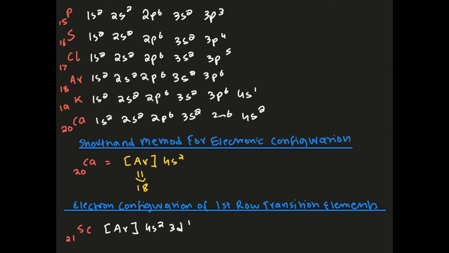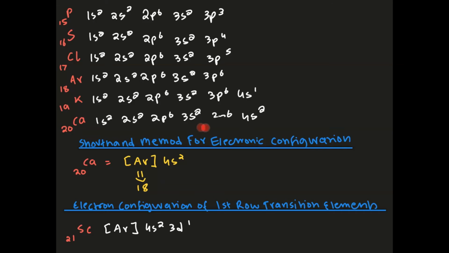You're not going to have 3d next, like we discussed previously. So after 3p, the orbital that you have is 4s, and after 4s gets filled up, you have 3d. The next thing that we have is calcium, and after that, your 4s subshell is going to be completely filled up. So the next thing that we're going to be looking at after the electronic configuration of the first 20 elements is the shorthand method for electronic configuration.